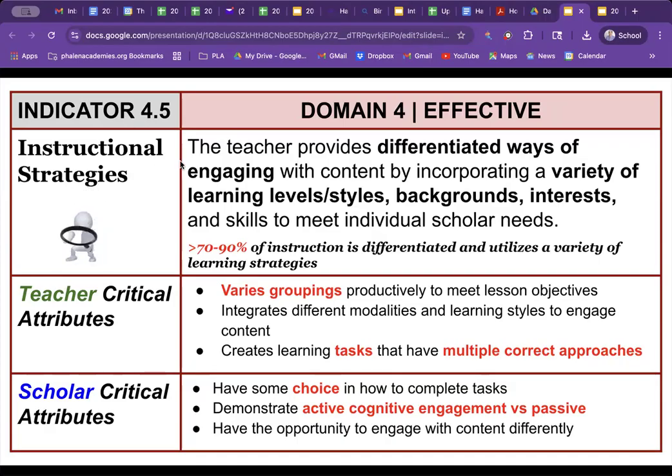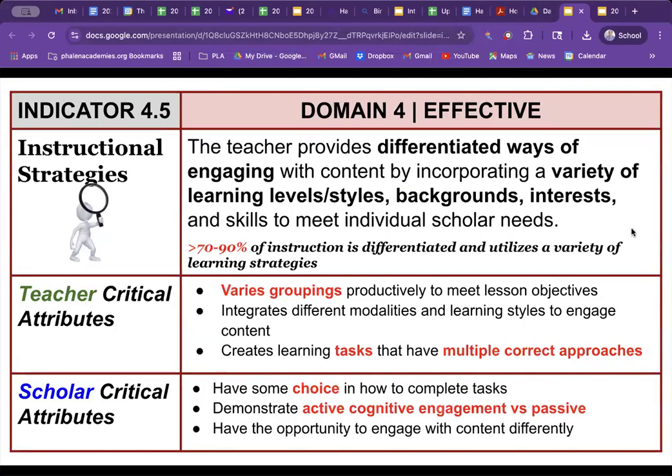All right, who can read where it says instructional strategies? What is the teacher needing to do? Let me have someone from table 3. The teacher provides differentiated ways of engaging with content by incorporating a variety of learning levels, styles, backgrounds, interests, and skills to meet the individual scholar needs. 70 to 90% of instruction is differentiated and utilizes a variety of learning strategies.